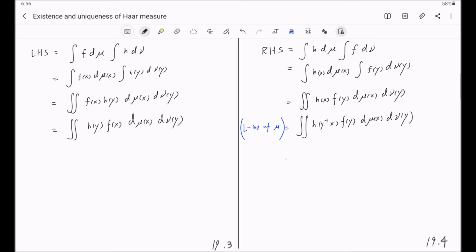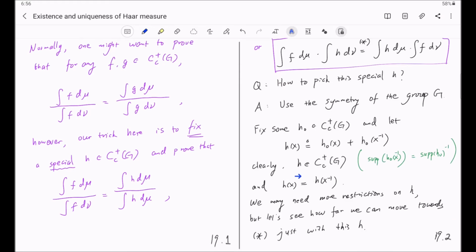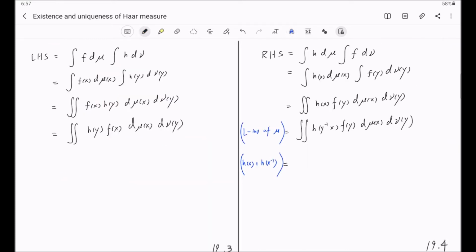And now we're going to use the symmetry of h. Remember, by the symmetry of h, we have h of x is always equal to h of x inverse by our construction. This is how we picked our h up here. So we're going to replace this guy by x inverse y by taking the inverse.